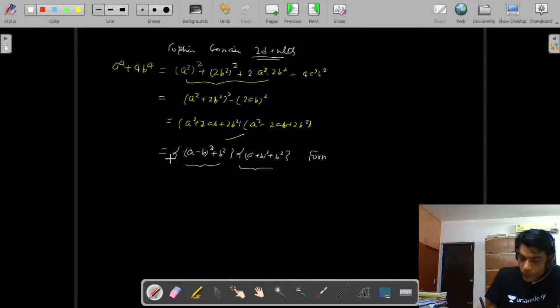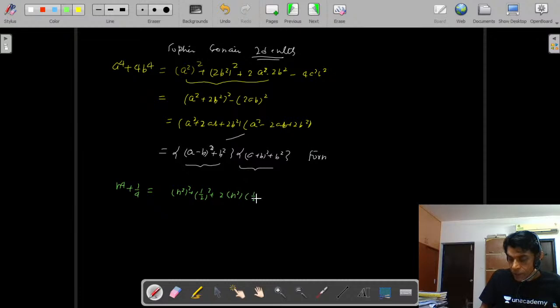Now, a couple of things here. Suppose you have n to the 4 plus 1 over 4. This factorization is the same thing, right? So what somebody has done, they have chosen b equal to 1 and moved 4 here, 1 by 4. Anything will work, right? So I can write this as n squared squared plus half squared plus 2 times n squared times half, minus 2 times n squared times half. So I get again the time-honored technique of completing the square.